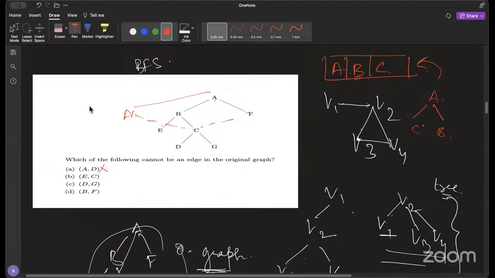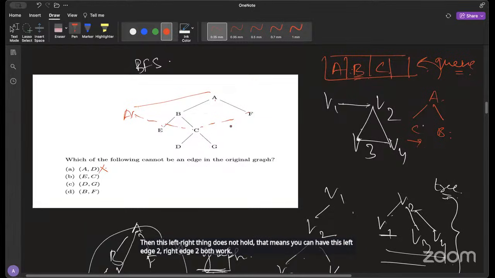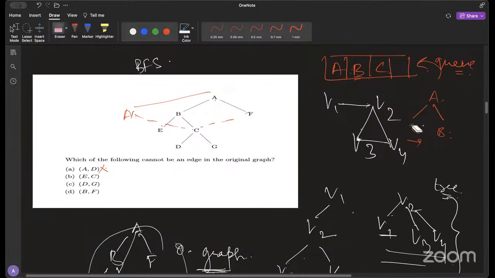Ma'am, don't we use Q in the BFS? Yeah, the Q thing. Sorry about that. We use the Q, right? So if you're not making your tree as per your Q or as per your BFS search, then this left-right thing does not hold. That means you can have this left edge to right edge to both work. And you will not have an option like that.